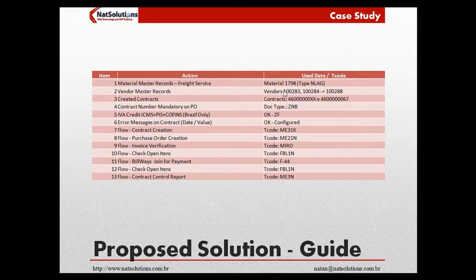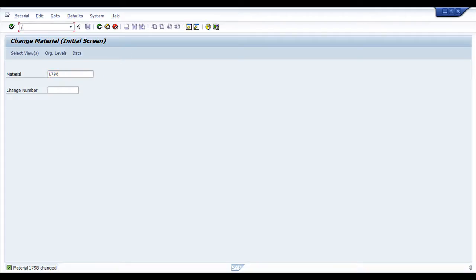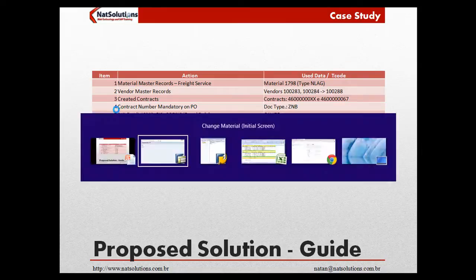Also, vendor master records. I have 3 vendors created. I will show you just one of them, but they are copies of each other. Vendor 10283.